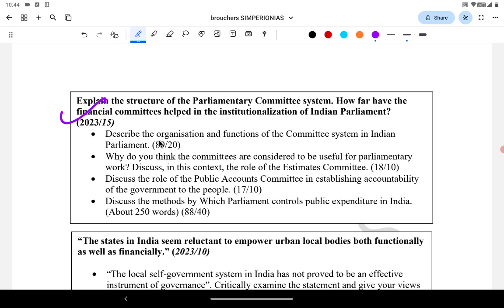Look at the first question. Describe the organization and function of committee systems in Indian Parliament. Parliamentary committees or committee system in the Parliament. This part is asked. What are financial committees? Public Account Committee, Estimate Committee, Public Expenditure Committee. They have asked all 3 questions. So this question is a direct repetition. If you solve these 3-4 questions from the PYQs, you could have directly solved this particular question.